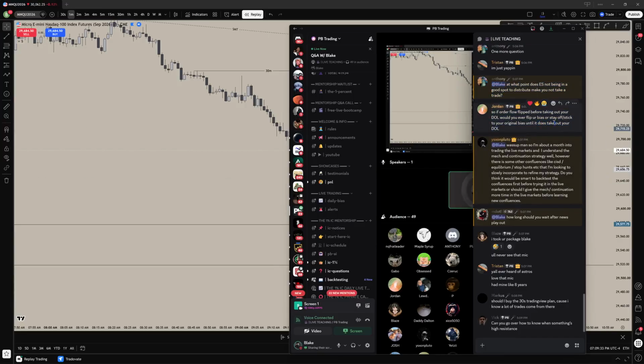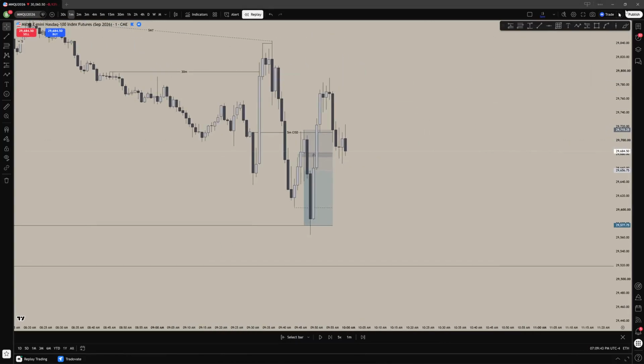If order flow flips before taking out your drawn liquidity, would you ever flip your bias? If order flow flips before taking out your drawn liquidity, no, then that would just be manipulation, right? That's not a flip in order flow.